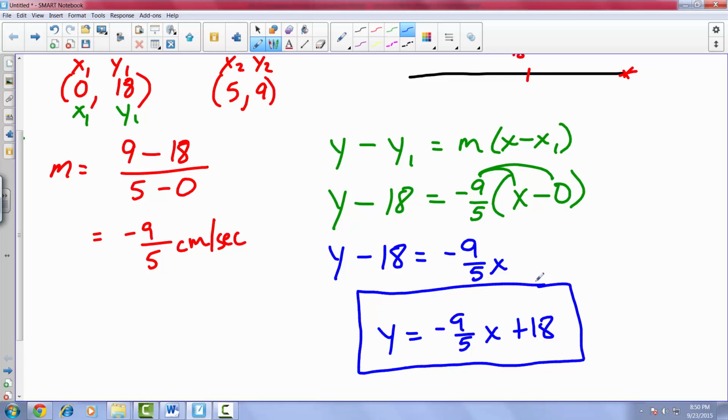Again, that is example 3 from our 2.4, number 2 set of notes.